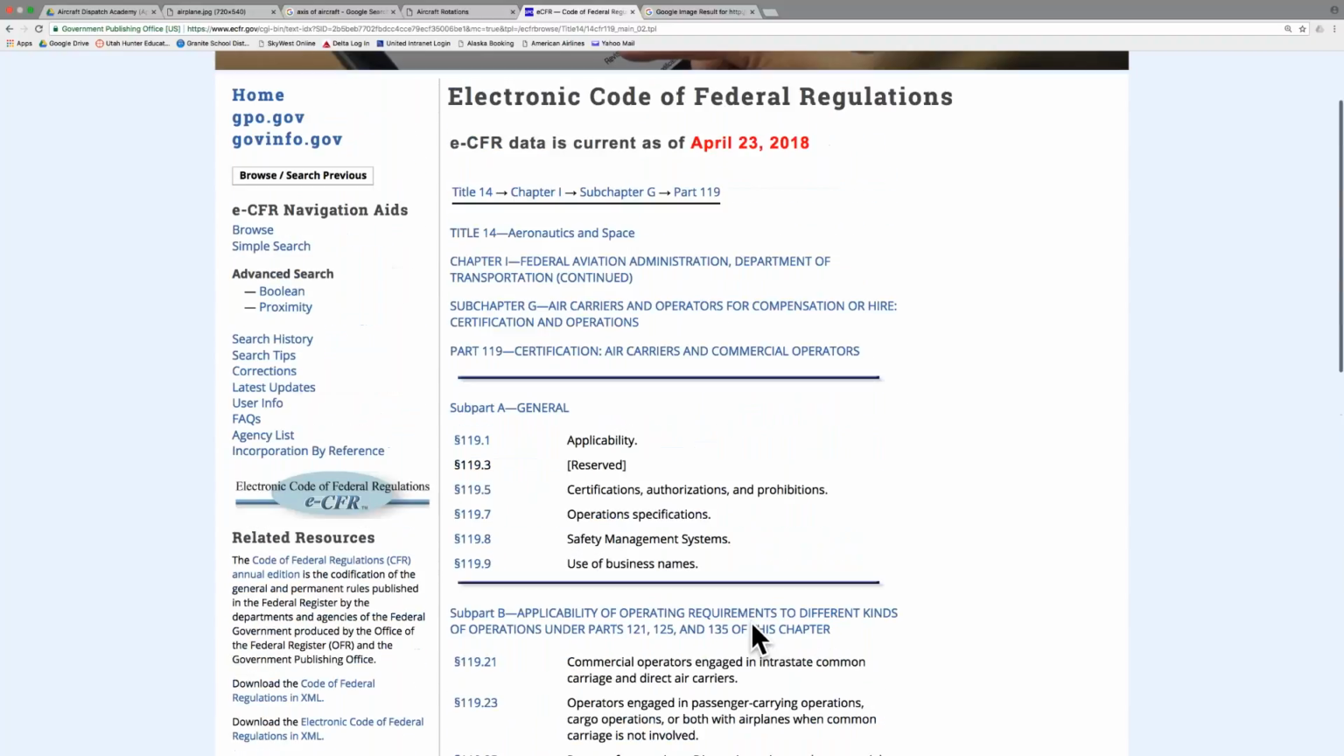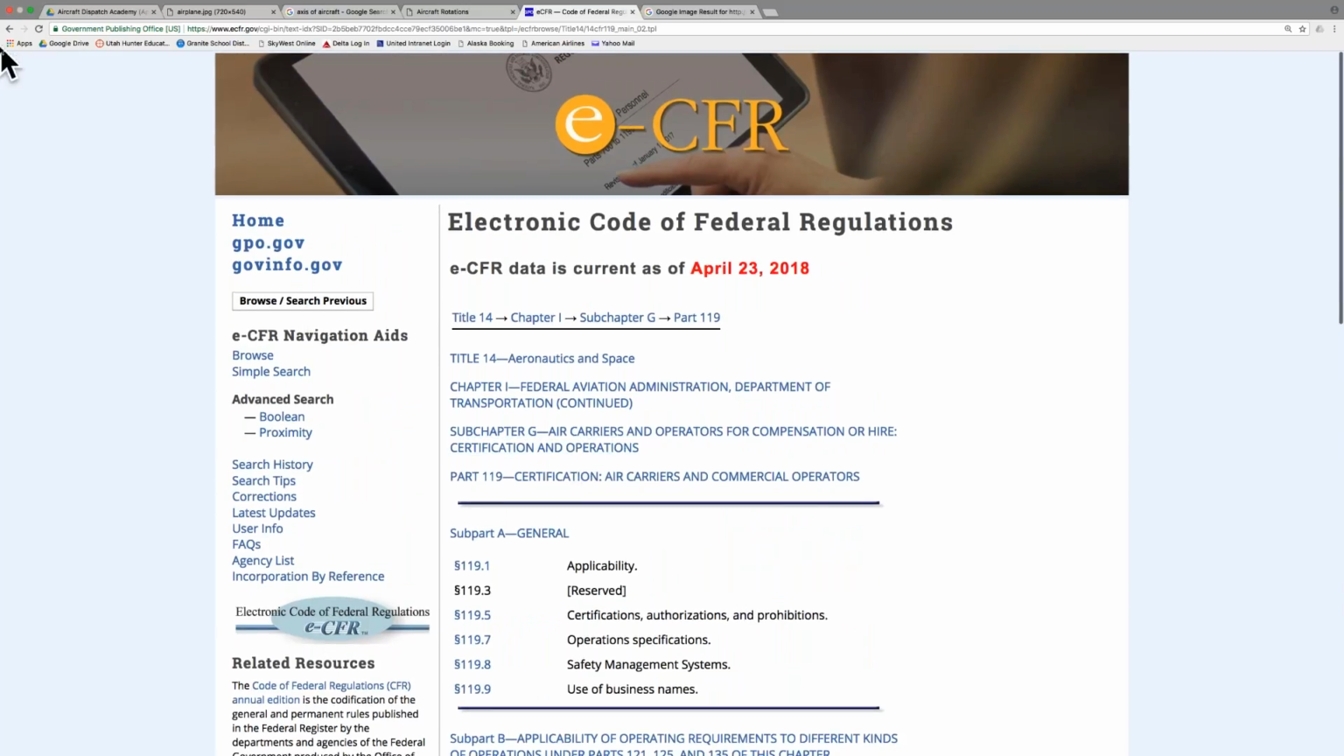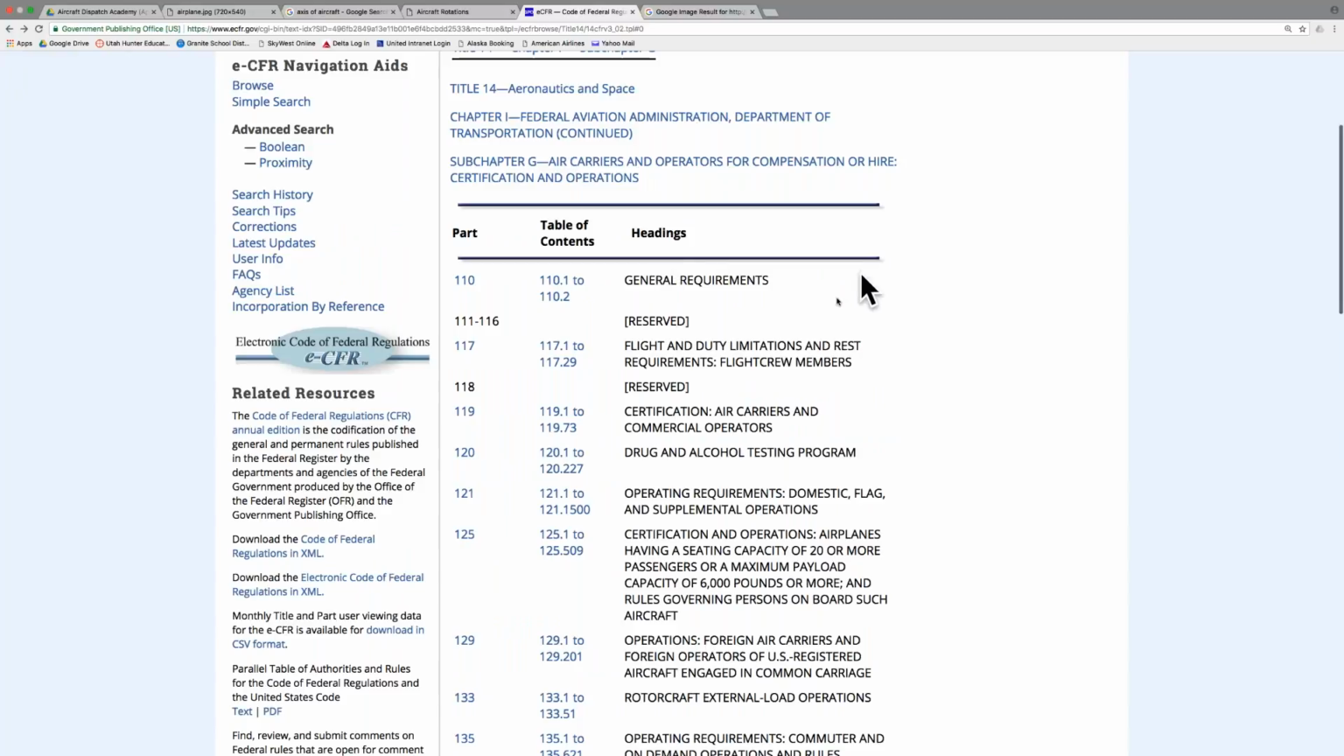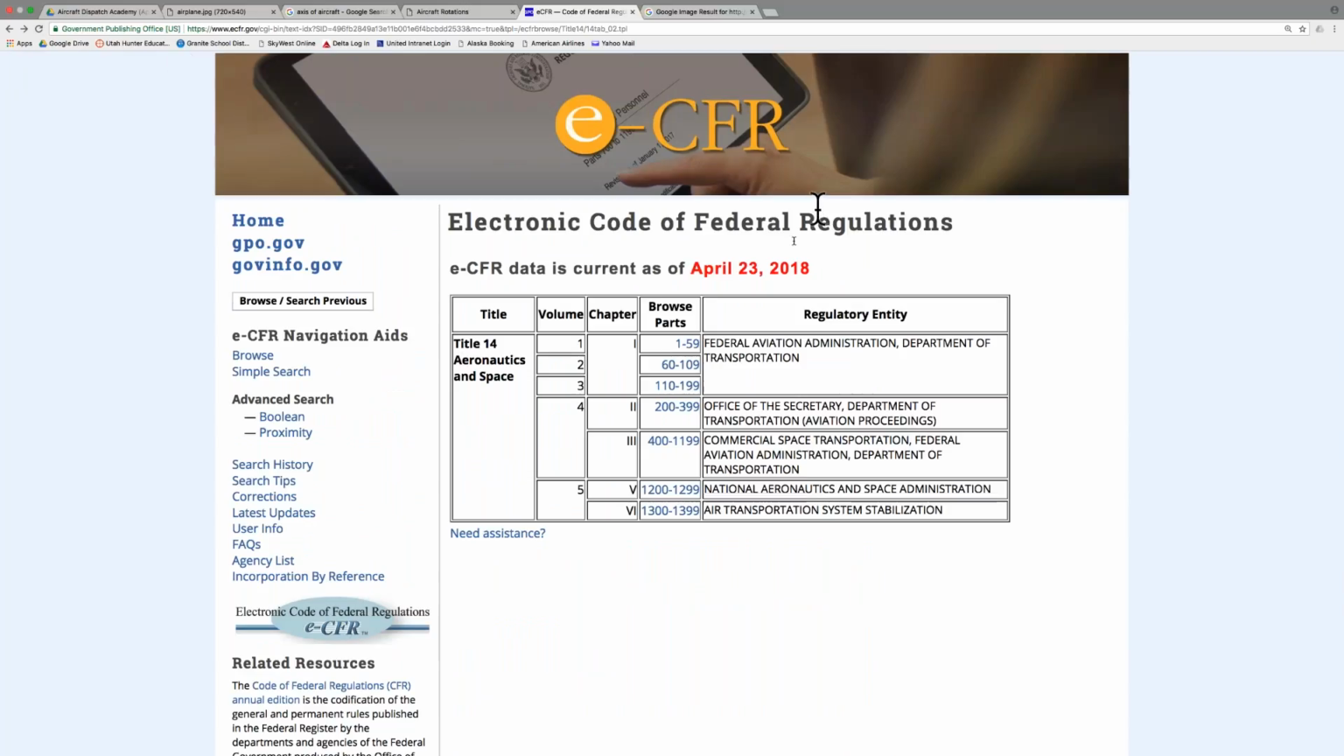If you ever get really restless at night and need something to put you to sleep, just dive into these FARs and start reading them. You'll be out pretty quick. I think we've covered a lot of the extra fluff.